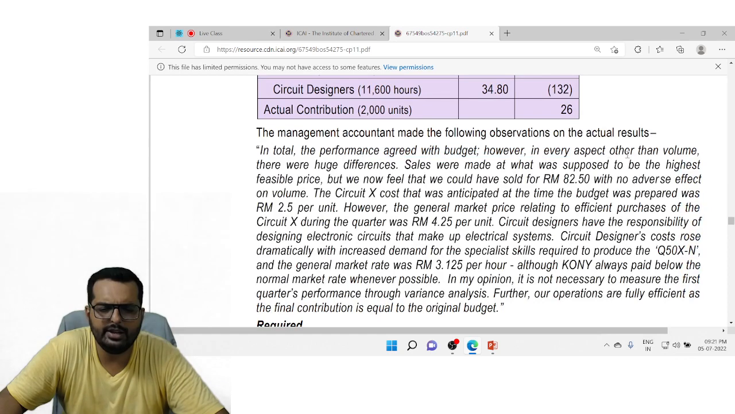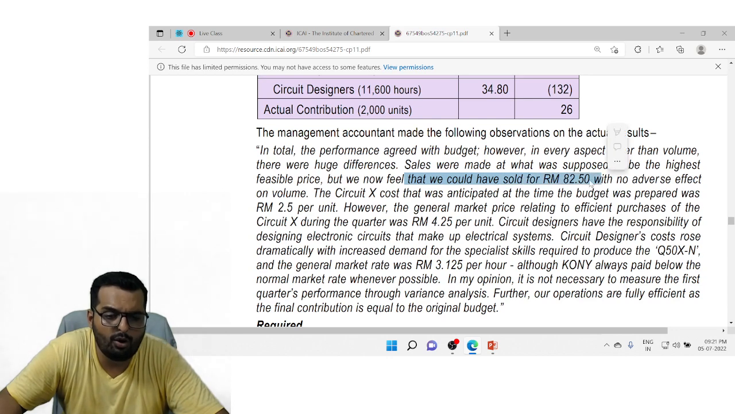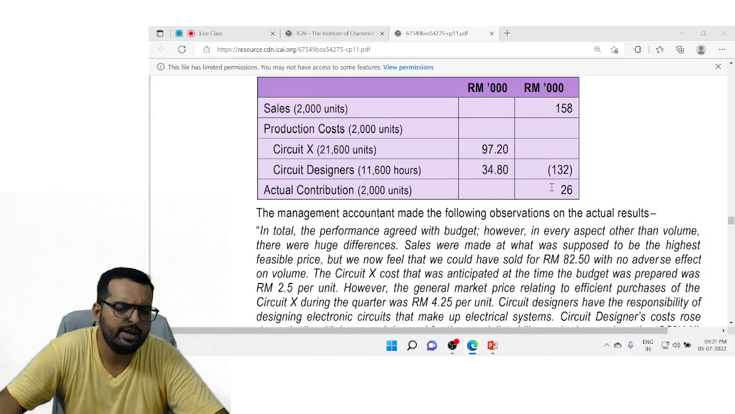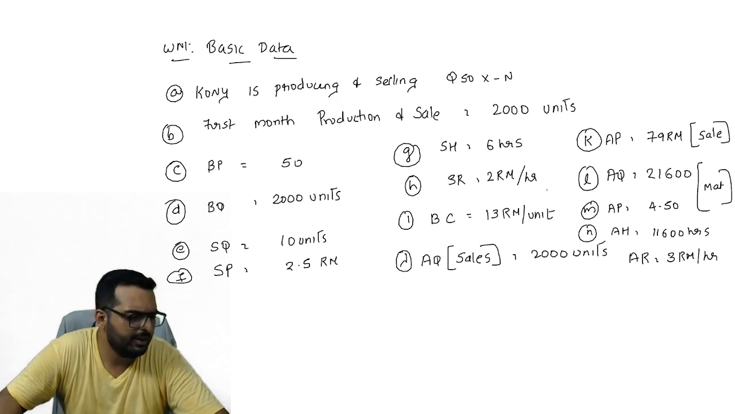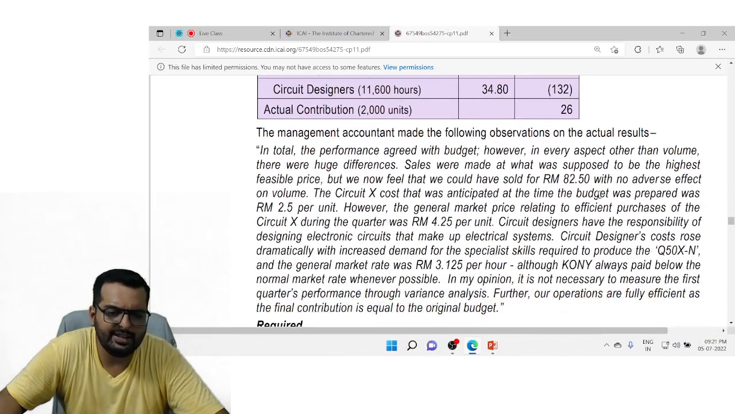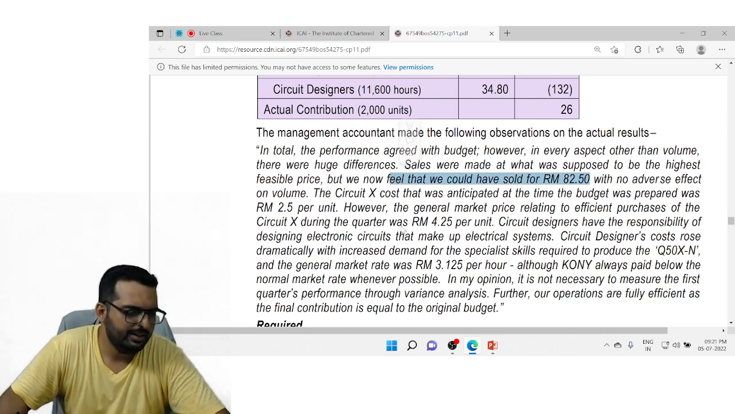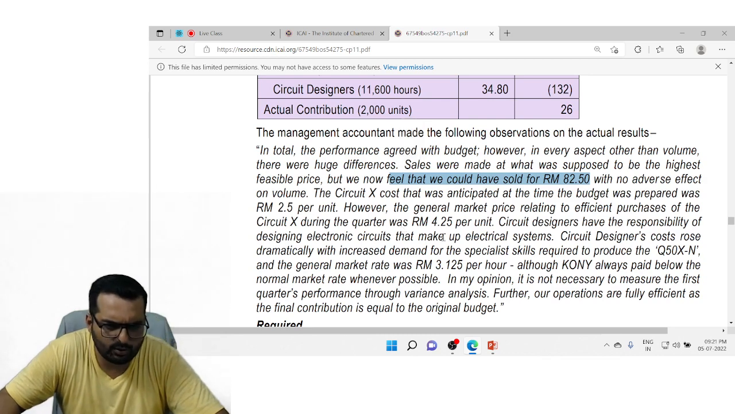However, in every aspect other than the volume, there were huge differences. Sales were made at what was supposed to be the highest price, but we now feel that we could have sold for 82.5. Friends, what is the actual selling price? 79. They are saying they could have sold for 82.5. So what is this 82.5 now? It is the RBP, budgeted price, right? BQ into BP, right? This is the selling price that we are talking about, correct?